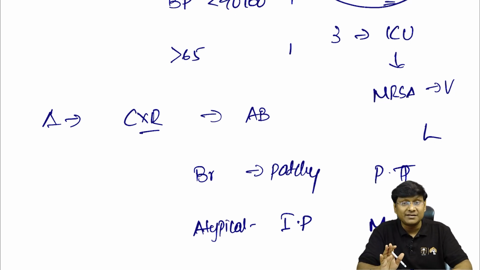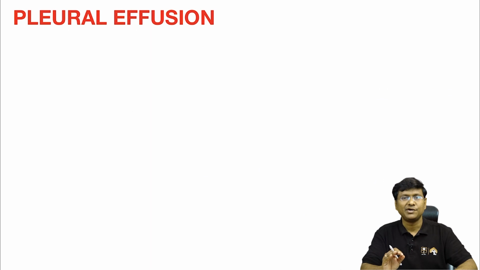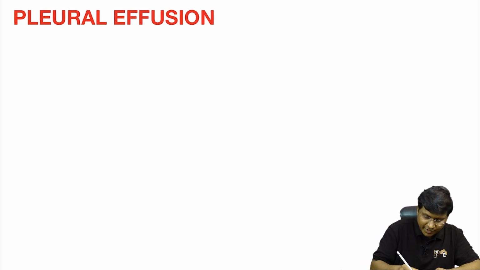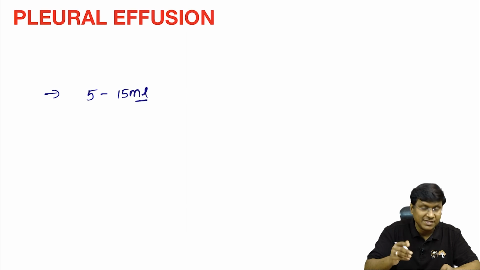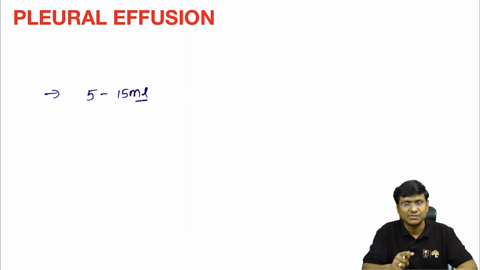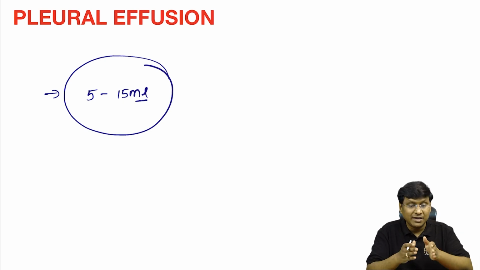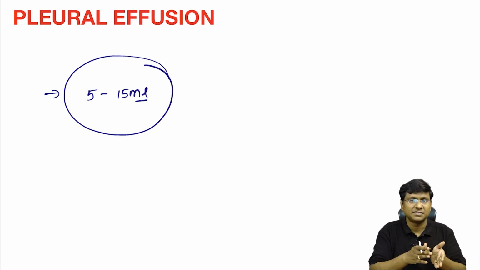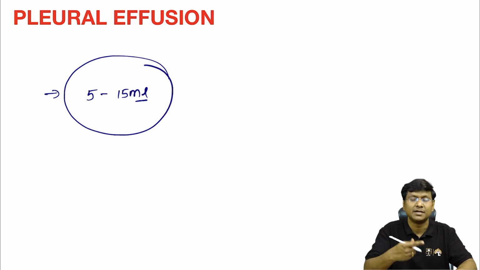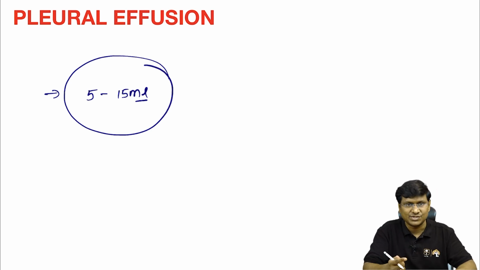So this is about the treatment of pneumonia, and this is a quick revision of the entire topic of pneumonia. The next important topic for quick revision is pleural effusion. What is the normal quantity of fluid in the pleural space? It is around 5 to 15 ml. It is present in the pleural space, between the parietal pleura and the visceral pleura. This fluid of 5 to 15 ml reduces the friction between the parietal and visceral pleura, and it acts as a shock absorber from external injuries over the chest, right?